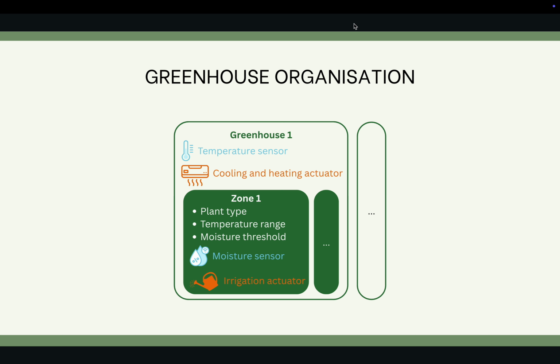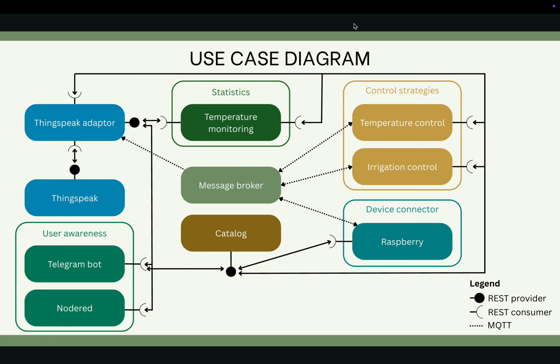temperature. The greenhouse is divided into several zones that contain a specific type of plant. Each zone has a specific acceptable temperature range and a moisture minimum value for it to grow properly. Each zone contains one moisture sensor and one irrigation actuator to control the irrigation of the plant. For this project, we have coded the following microservices that we will describe one by one.